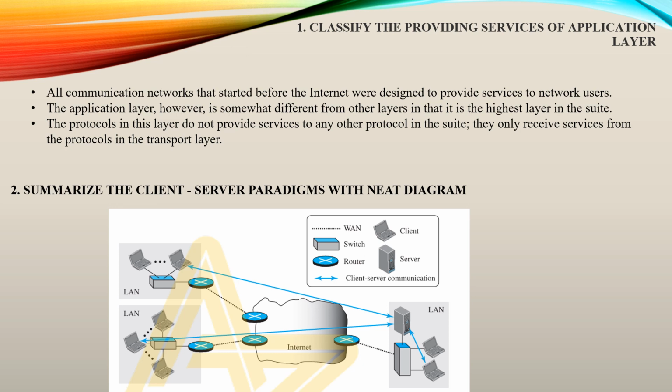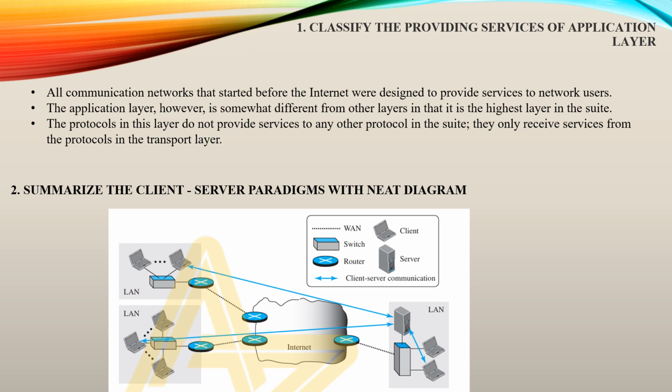Moving on to the second question, summarize the client server paradigm with a neat diagram. Generally you have three paradigms in the application layer: client server, peer-to-peer and mixed paradigm. In the client server paradigm, you can see n number of LANs connected across the internet with WANs and routers. When a request or an acknowledgement is sent, the client is directly communicating with the server through the routers in the internet. So the communication is one to one, end to end, client to server. You have to draw this diagram and explain how the client server paradigm works.